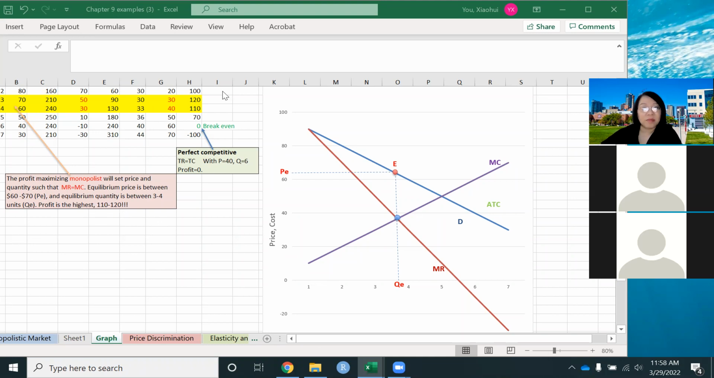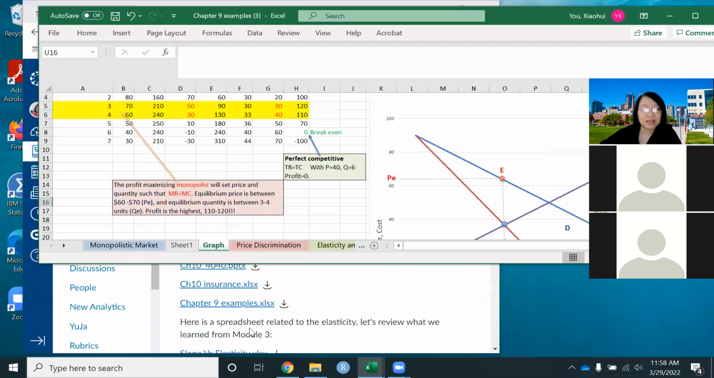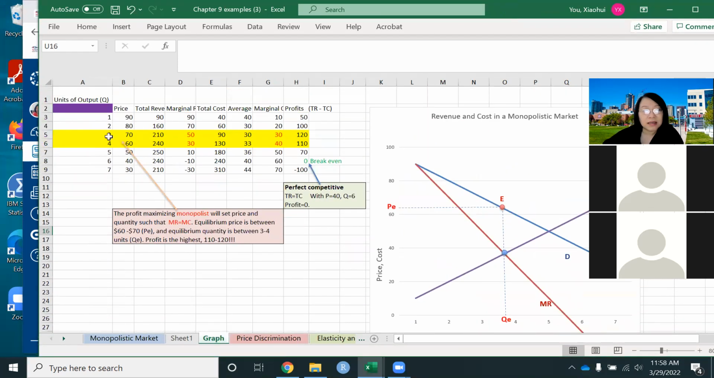How can we find this amount? Actually, we need to go back to this table. See, I highlighted quantity 3 and 4, price 60 and 70, because the profit maximizing point is in this area. So that's why we find the profit is 110 to 120. So this is the profit. And then you need to compare it with perfect competition.